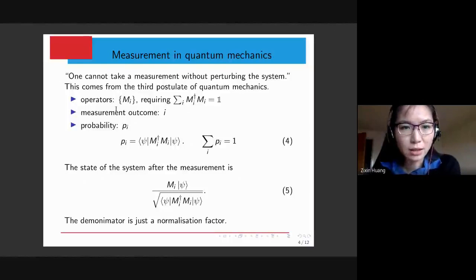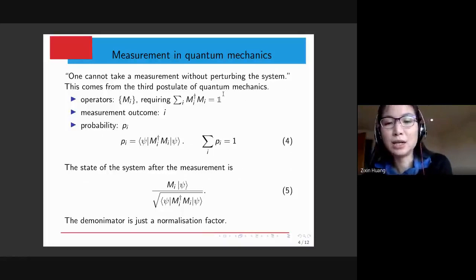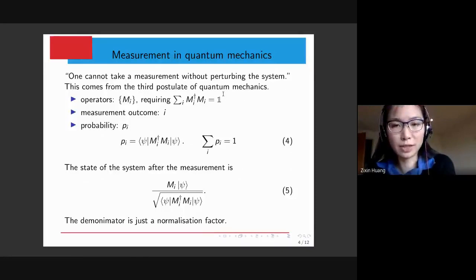So formally, these are the rules that you have to obey if you're trying to make a measurement. A measurement is described by a set of measurement operators m_i, and we require that the sum over m_i dagger m_i is equal to the identity. This identity would have the dimension of the system. So if you have a qubit, you would have a two-dimensional identity matrix. If you have 2 qubits, you would have an identity operator of dimension 4, and so on.